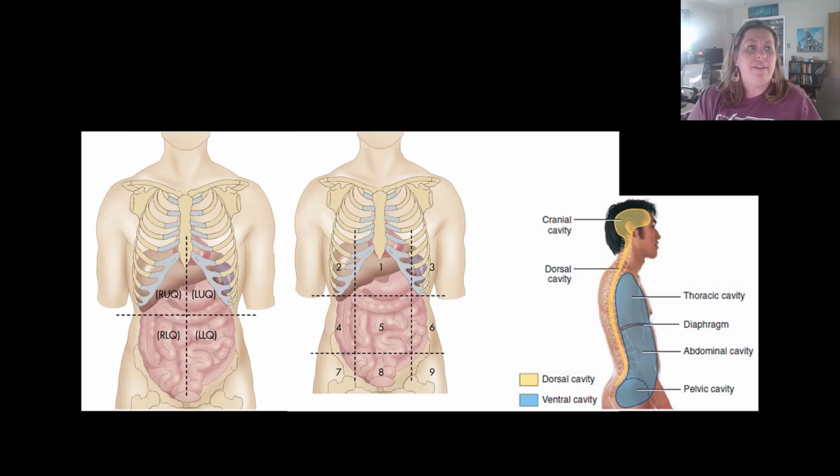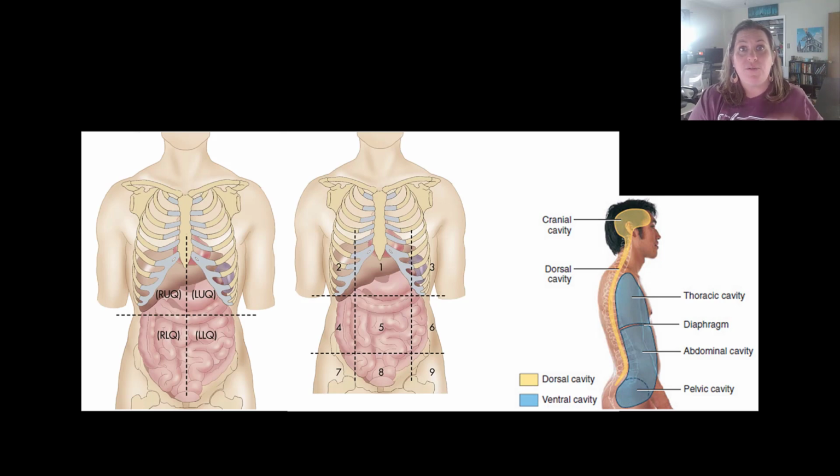The next thing I want to talk about are these regions. We have two different ways that we can divide the body up for regions. The first one is our quadrants. Quadrant means it's in four, so you can see there's four quadrants here. These are the abbreviations. When you see RUQ, this means right upper quadrant. LUQ means left upper quadrant. On the other hand, RLQ is right lower quadrant, and LLQ is left lower quadrant. So you have 4 quadrants.